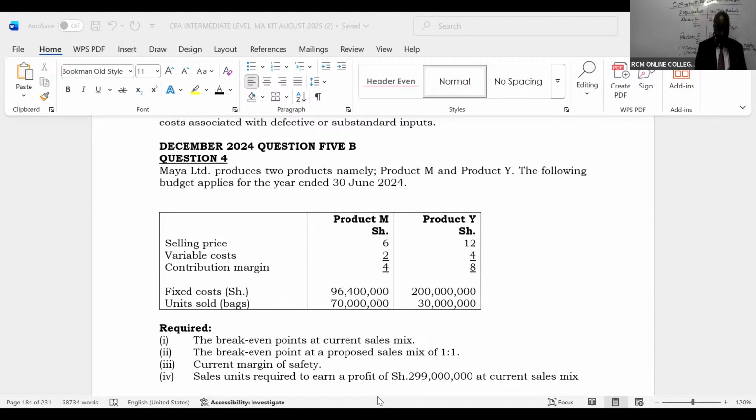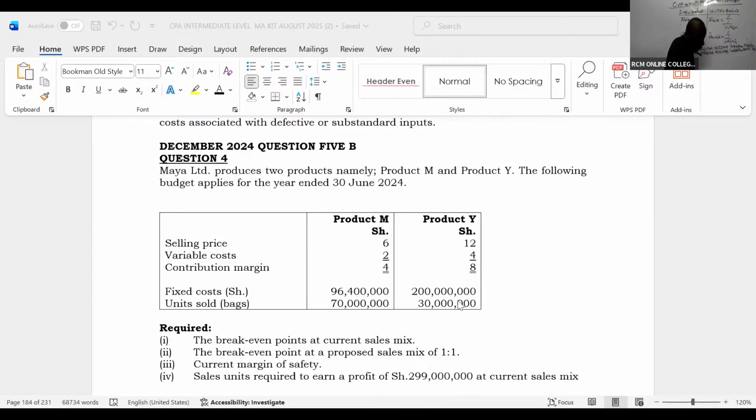The following budget applies for the year ended 30th June 2024. I can see the selling price, variable cost, contribution margin has been given there, and the fixed cost is given there. Units sold, I can see it is 70 million for M, and then Y is 30 million. So they want me to give them the current break-even point at current sales mix.